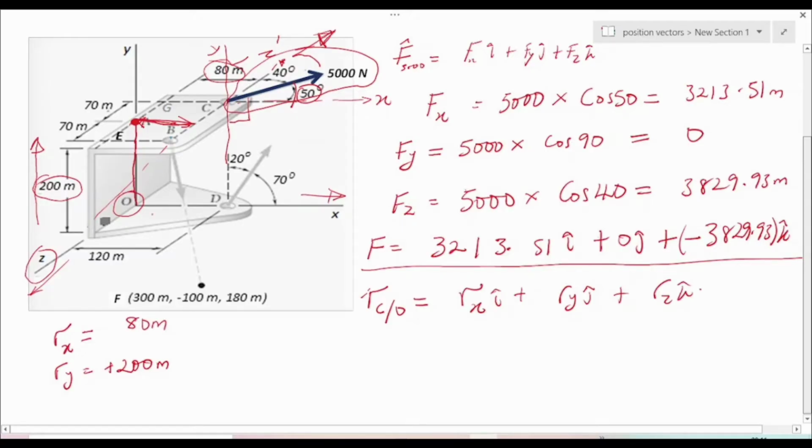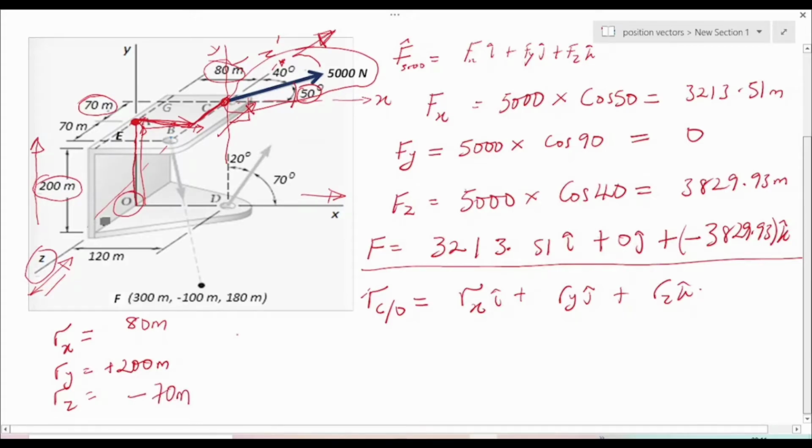And finally, Rz. To get to C, having traveled upwards in the y direction and moved horizontally in the x direction, one may then need to travel along the z-axis to get to point C. And that dimension is equivalent to 70 meters. And one would observe that if one is traveling down to point C, one will be moving in a direction opposite the z-axis. And because it's opposite the z-axis, we get our Rz to be equal to minus 70 meters.